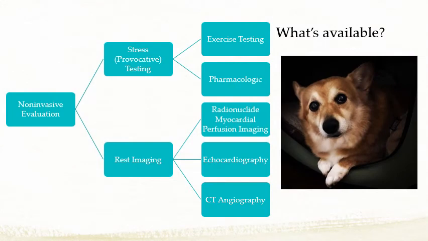So non-invasive evaluation can be really split up into two major categories. We have stress testing or provocative testing, and then we have rest imaging. When we have stress testing, we either stress the patient out or stress the heart out by doing actual exercise testing, or we can induce that stress with pharmacologic ways. Rest imaging is either done with nuclear imaging, or you can do it with echocardiograms or with CT angiography.